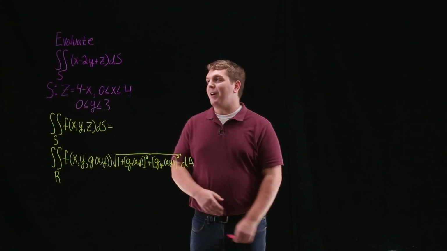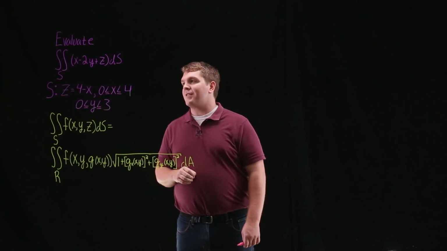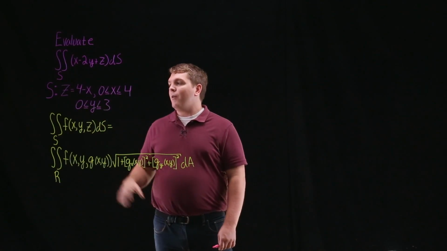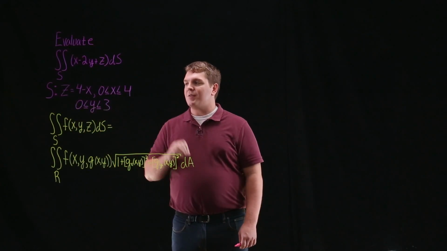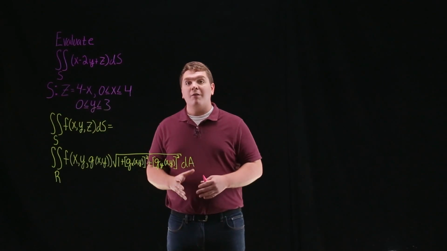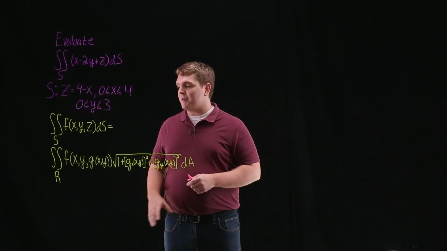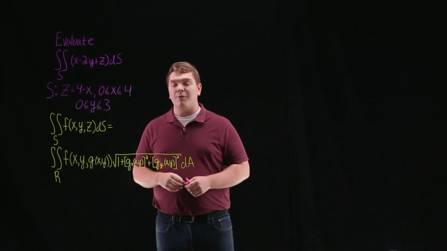For this problem, we're asked to evaluate this surface integral, the integral of x minus 2y plus z, where the surface is given by z equals 4 minus x, and x is between 0 and 4, and y is between 0 and 3. Now, the way that we're going to go about evaluating the surface integral is by using this idea here to rewrite the integral.